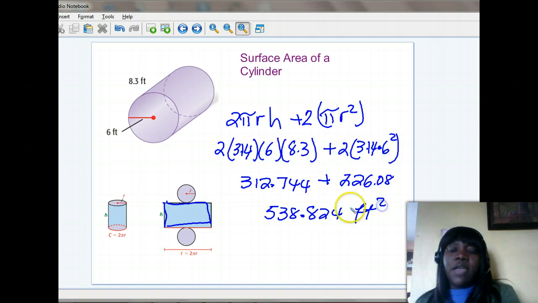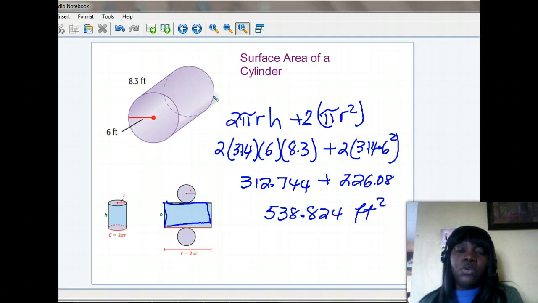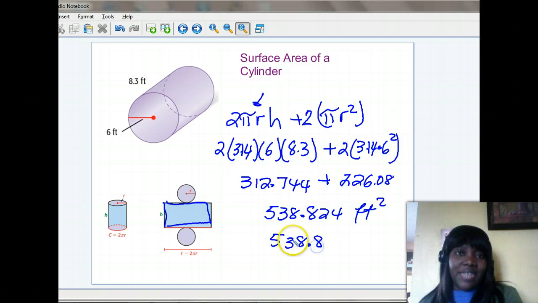square feet. Now you have to be careful here because sometimes they will only ask you for the lateral, like how much paper will we need to wrap around the cylinder. Then we will only be dealing with this side of the formula. If we are covering everything, then we'll deal with the whole formula. Another thing they can do is ask you to round the answer maybe to the nearest tenths or to the nearest hundredths. So here to the nearest tenths it will be 538.8.